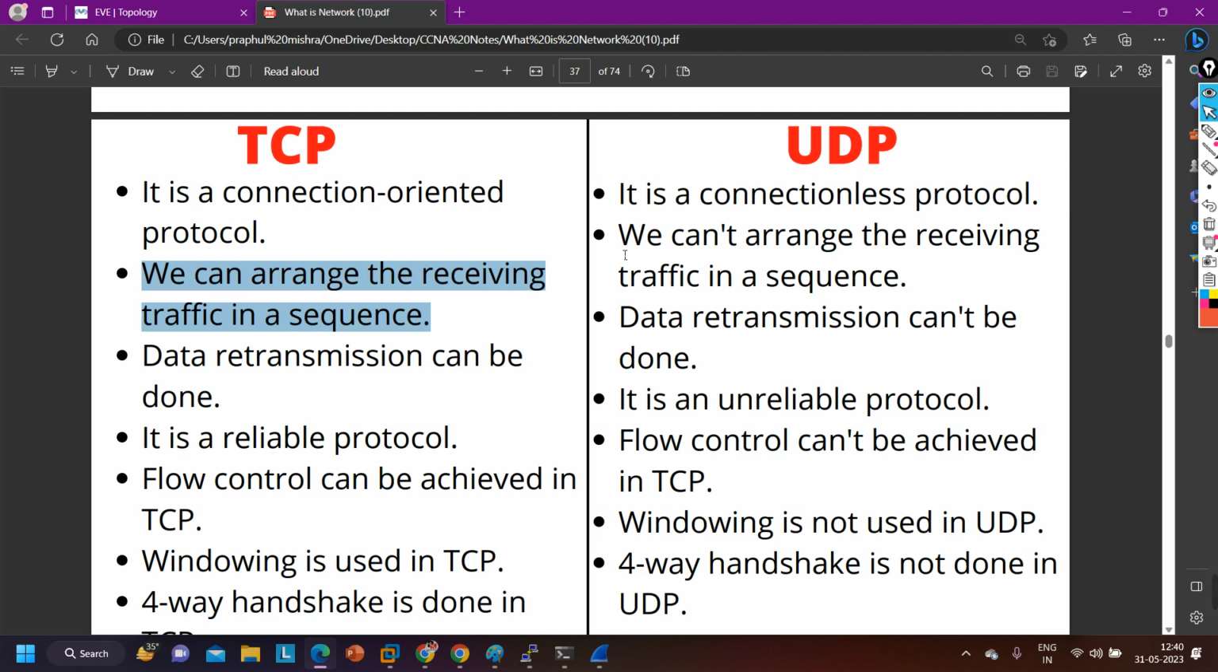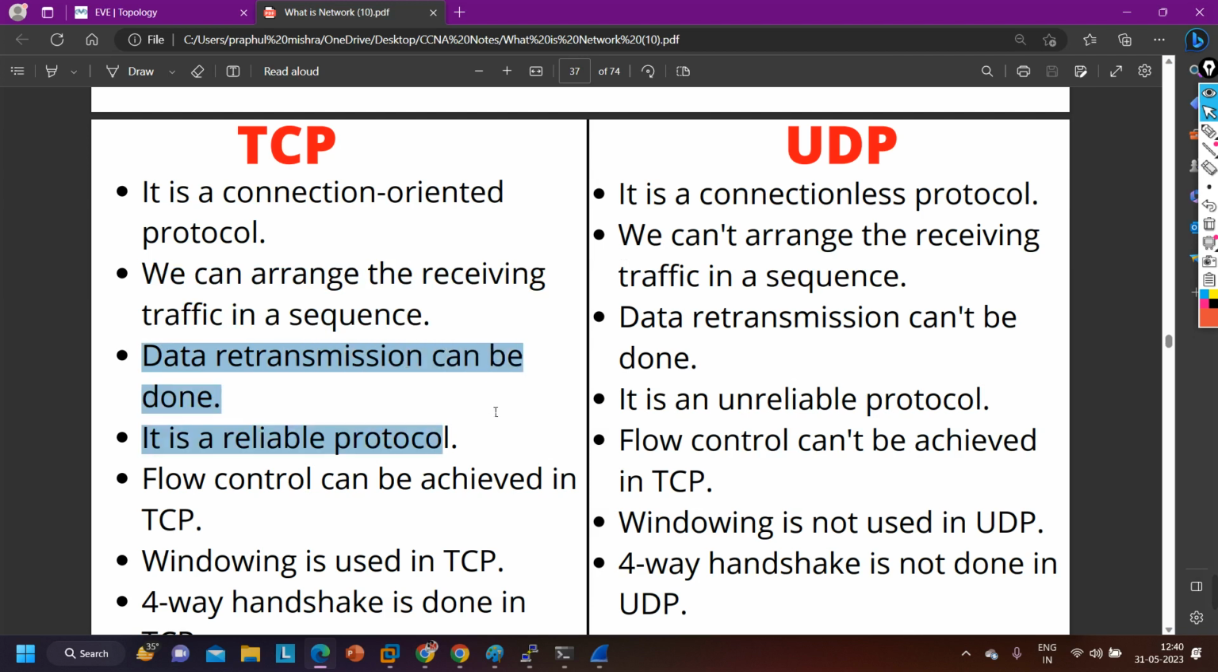We do not select whether this is TCP or this is UDP. It will be selected automatically. It is predefined. Okay, I understand that. Thank you.